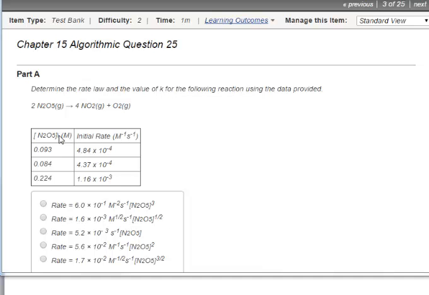Now this is given initial rates. It tells us the starting concentration of the N2O5, and it tells us what the initial rate is. And so the way I answer this question quickly is that I look at these two, 0.084 as our starting concentration and 0.224, find out what that's a multiple of, and then I'll just work through the problem. I'll show you how I do that. So it's 0.084 and 0.224.